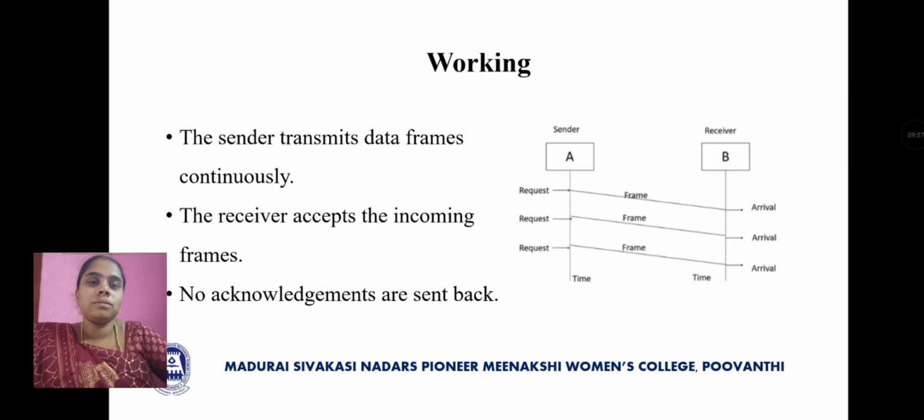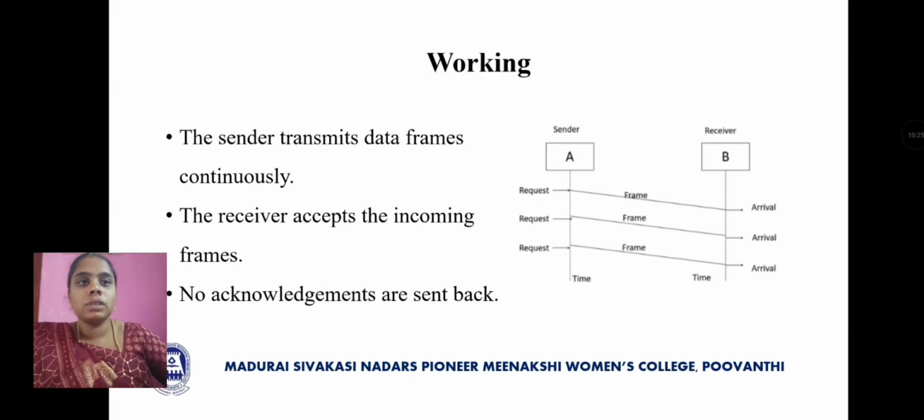This is the working of the unrestricted simplex protocol. Assume this is the sender and this is the receiver. The sender transmits the data frames continuously to the receiver. The sender always assumes the receiver requests data from me, so I just share the data to the receiver without any acknowledgement from the receiver.